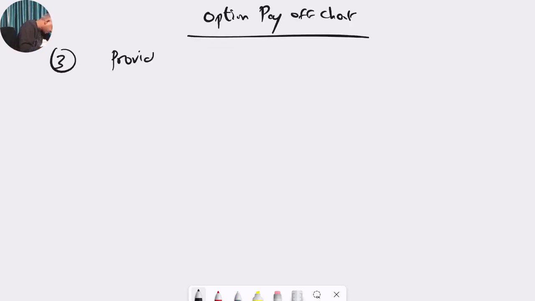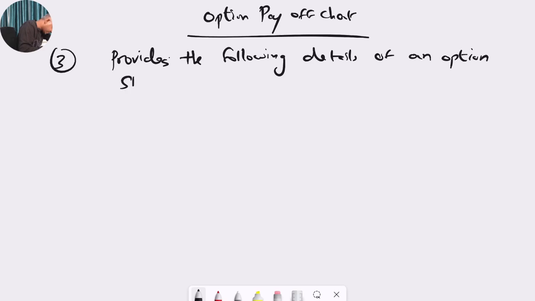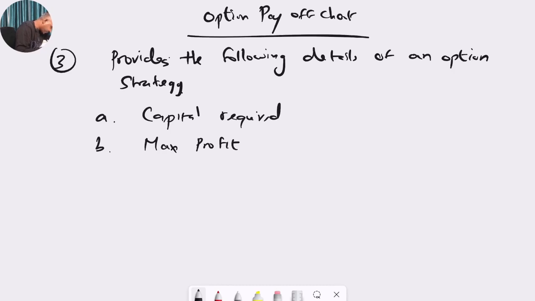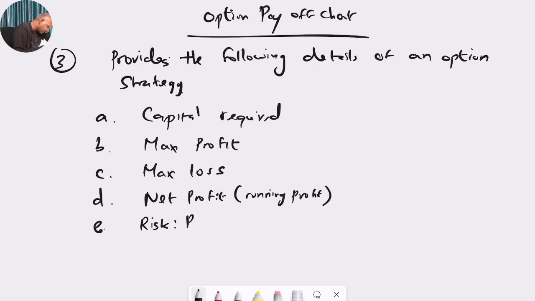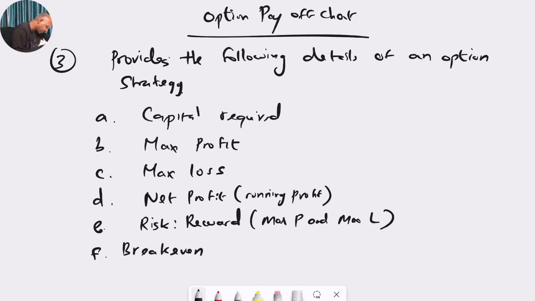An option payoff chart provides the following details of an option strategy. It shows the capital required to create the option strategy, the maximum profit, the maximum loss, and the net profit, which is the running profit. It will show the risk reward ratio between max profit and max loss. And finally, it will also show the break even.